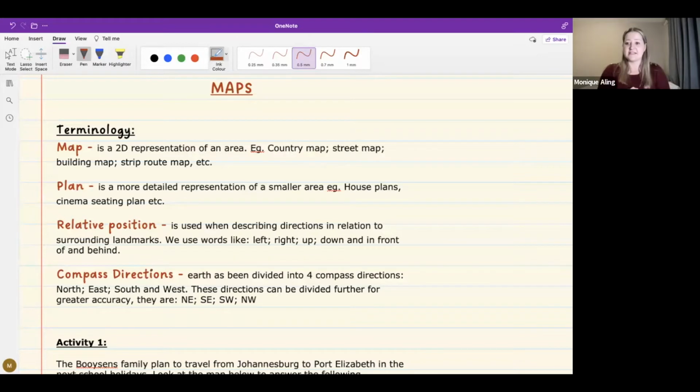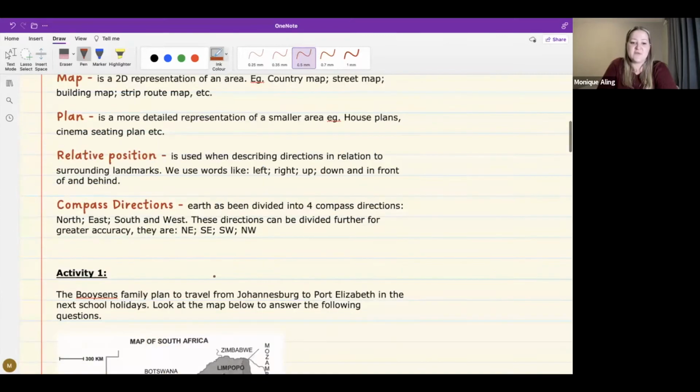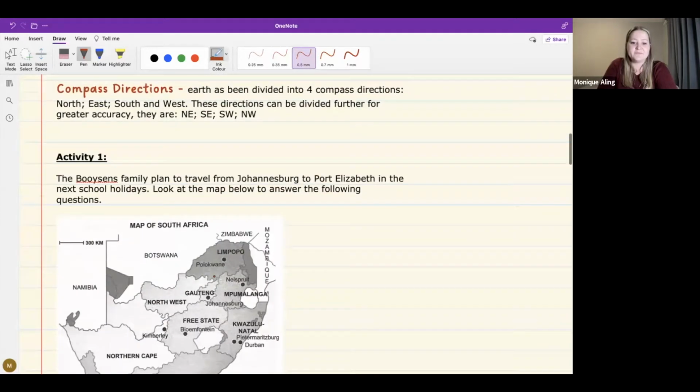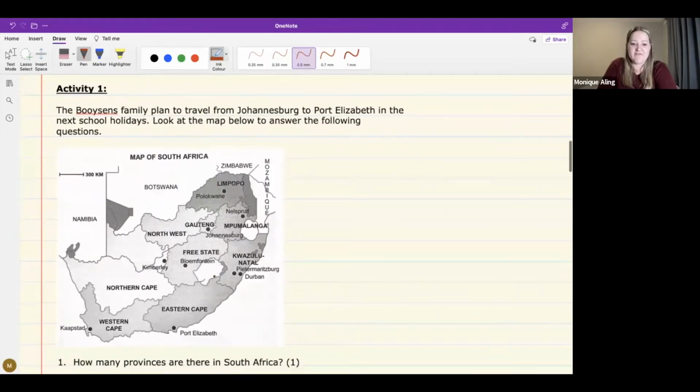And then let's have a look. We're going to be looking at a few types of maps and plans today, and the types of questions you can expect in the exams. The first activity we are looking at is a map of South Africa. It says, the Boysons family plan to travel from Johannesburg to Port Elizabeth in the next school holidays. Look at the map below to answer the following questions.